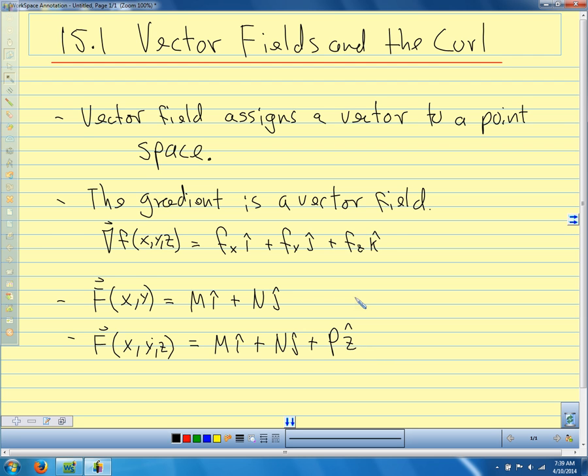Now the first thing we want to do is talk about how we visualize. Yes. Oh, k hat, not z hat, k hat. There we go.